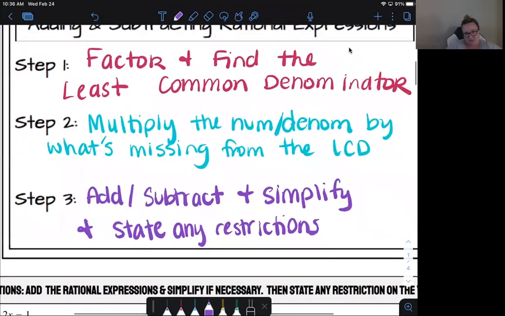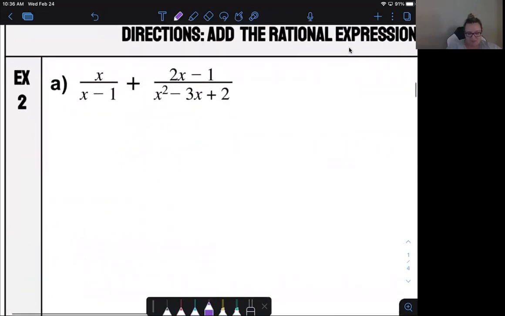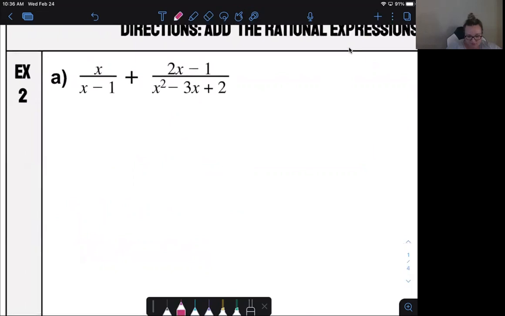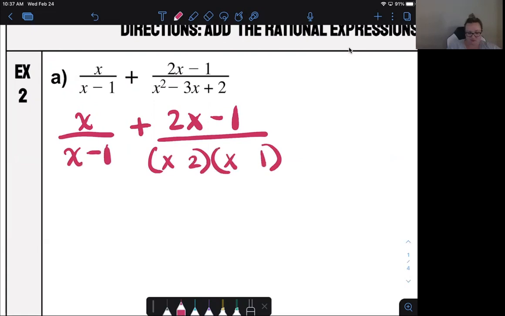All right, so let's put these steps to use. For example 2, part A, step 1 was to factor everything that we possibly can and find the LCD. So x over x minus 1 can't be factored further. 2x minus 1 can't be factored, but then x squared minus 3x plus 2, let's factor that. x times x would get us x squared, 2 times 1 would get us 2, and then negative 2 and negative 1 would get that negative 3x in the middle.